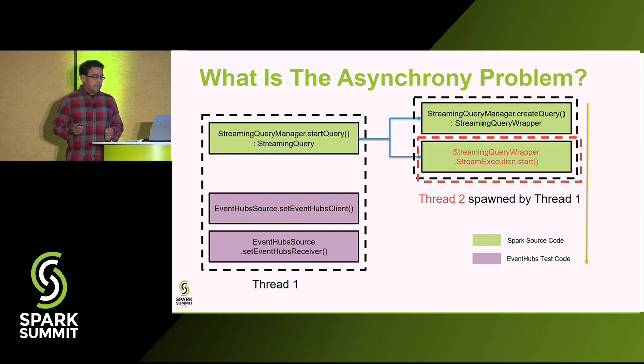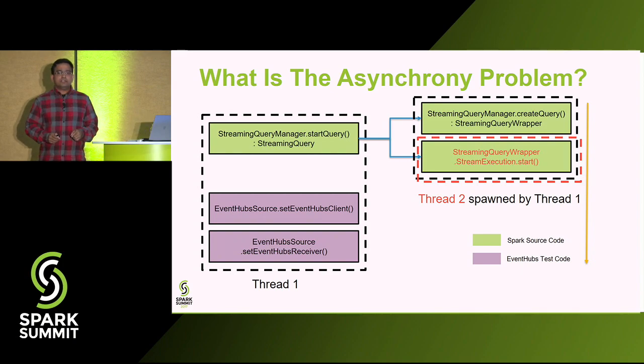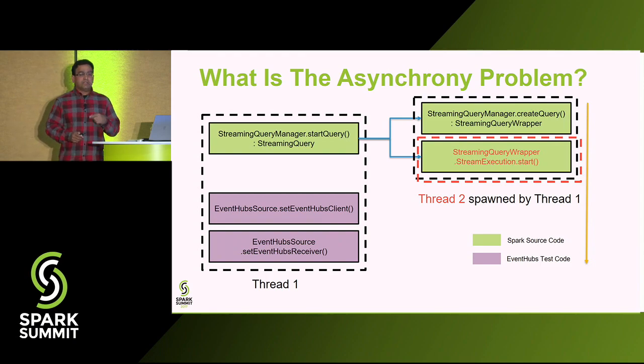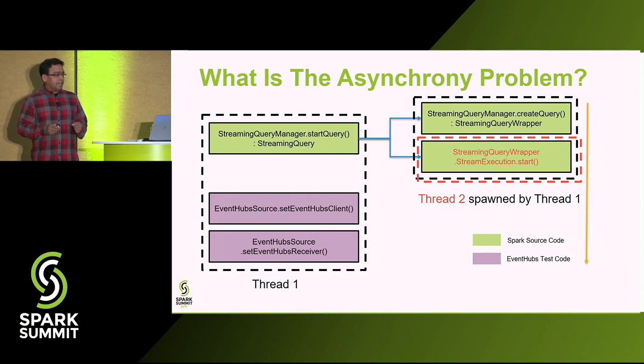So what we've sometimes hit is, before we could change the EventHubs client and the EventHubs receiver to our simulated version, it actually makes a call to the source, and the source doesn't work because there is no real EventHubs backing it.